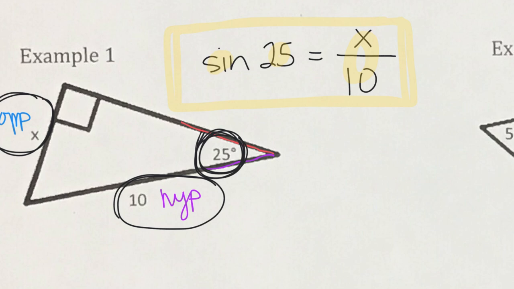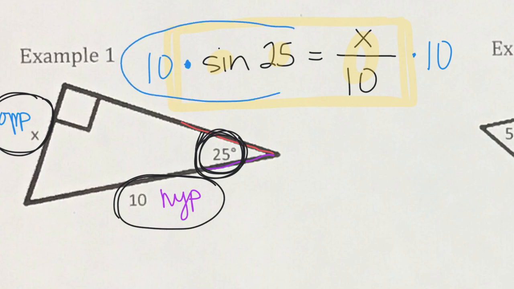So here's our algebra part. We have an x in a numerator. Okay, and if x is in the numerator, we want to get rid of the 10. So how do we get rid of the 10? Multiply both sides by 10. If your variable is on top, you are going to times in your calculator. And this is what you put in your calculator: 10 times sine 25.